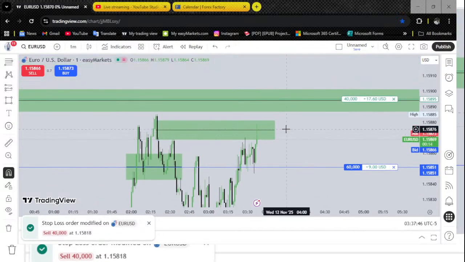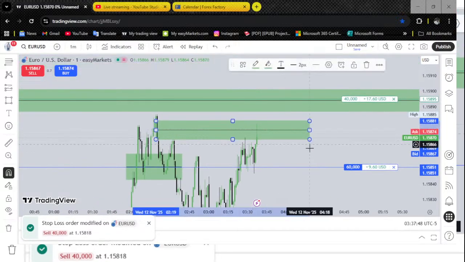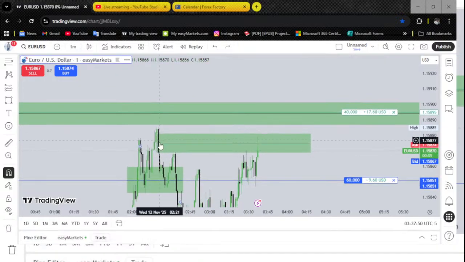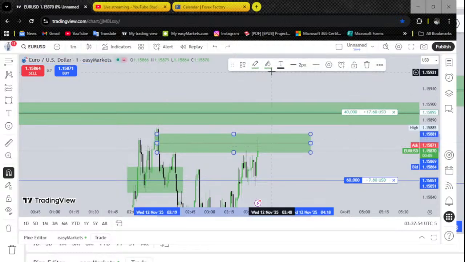So I expect this fair value gap to be used as an inversion. This should be an inversion fair value gap.